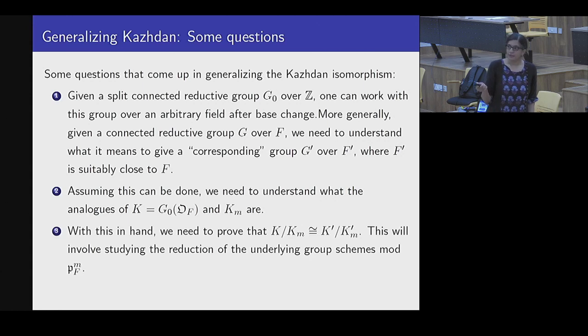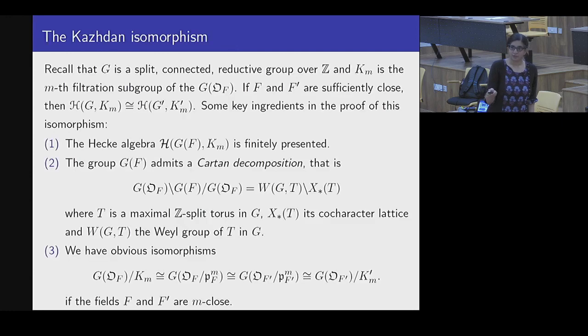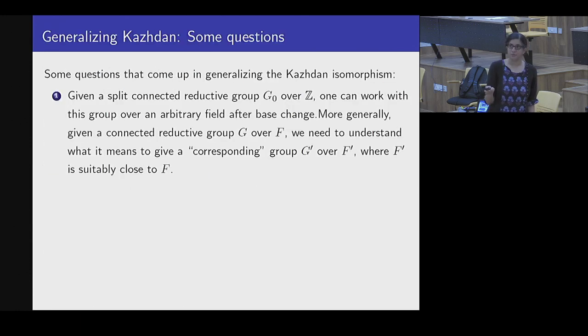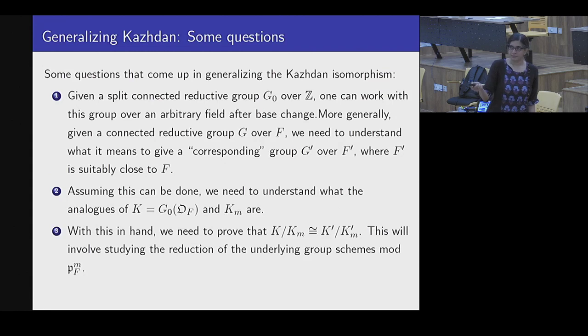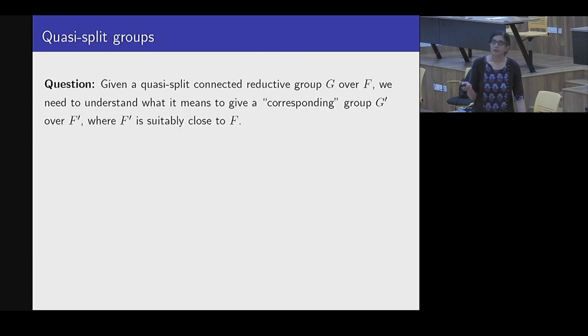And we need to prove this isomorphism. And recall that this is more or less obvious when the group is defined over Z. But this is not the case when we work with general connected reductive groups. So we need to prove this isomorphism, that K mod Km is isomorphic to K prime mod Km prime when the fields are sufficiently close. And finally, generalize the proof of Kazhdan to get the isomorphism at the level of Hecke algebras for the groups G and G prime.